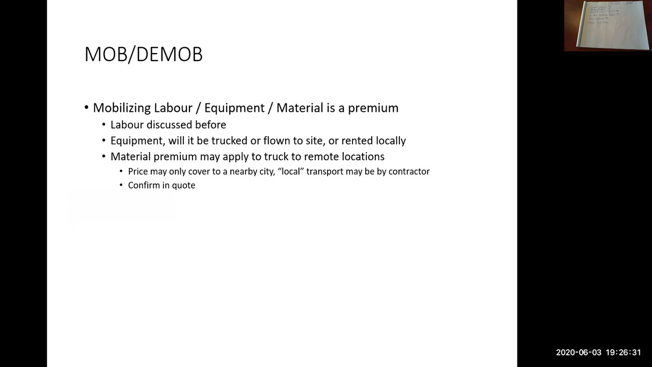So MOBs and DEMOBs. We've discussed labor, so getting personnel to and from site. Equipment, again, we've kind of touched on that. You can either truck it in or fly it in from your home base, or you can rent locally.